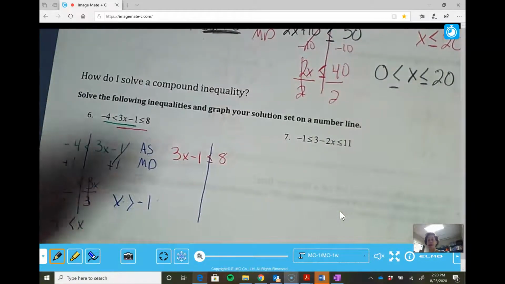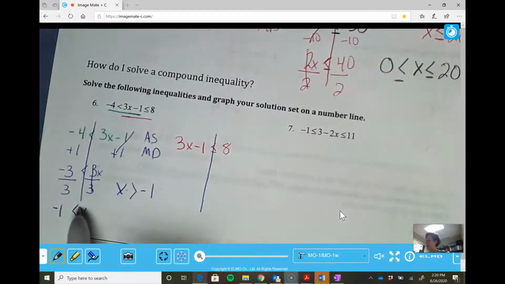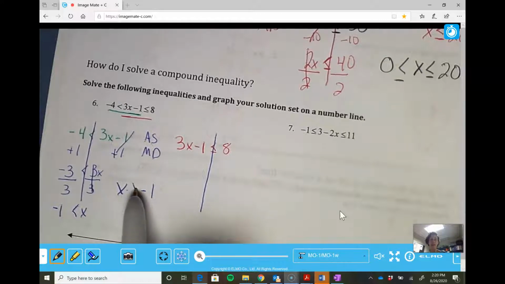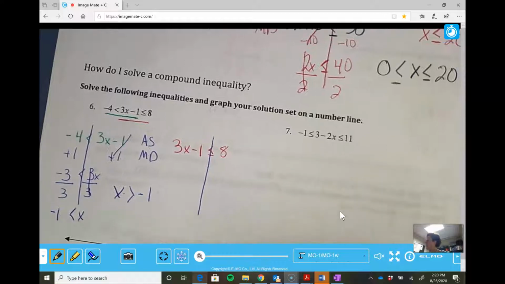So if you remember the alligator, what it eats. If you think about it, this is eating the x, or it's pointing to the negative 1, and that's still happening here. The alligator is eating the x, or it's pointing at negative 1. So now I'm going to solve the other one. Same steps, just different results.